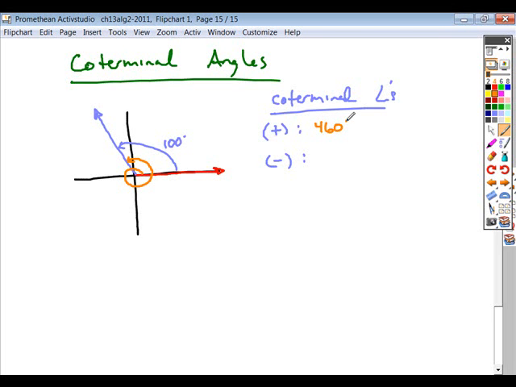460. And then in the negative direction, we start here and rotate in this direction. Here we take 360 and we subtract the 100. Now 360 minus 100 is negative 260. Okay, so remember positive coterminal angles.